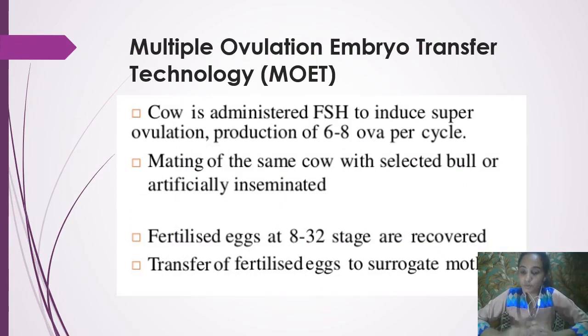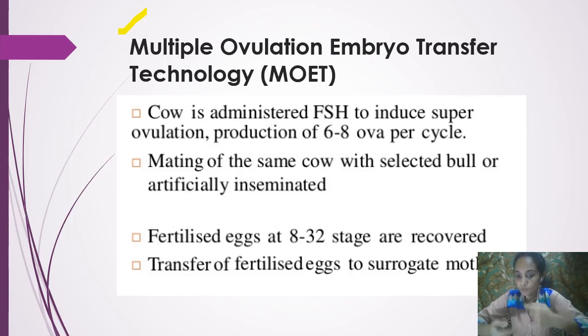To overcome these drawbacks, because every time artificial insemination was not successful, the best thing they have done to overcome these failures is the other technology, called multiple ovulation embryo transfer technology. This is a very important part for you, and it is also called MOET. M stands for multiple, O stands for ovulation, E stands for embryo, and T for transfer technology. If you understand the meaning, the word itself is clear.